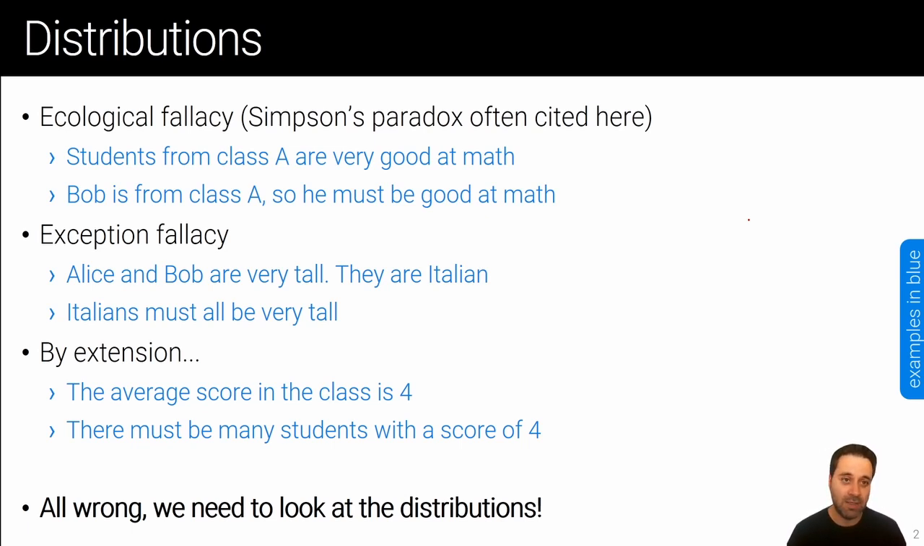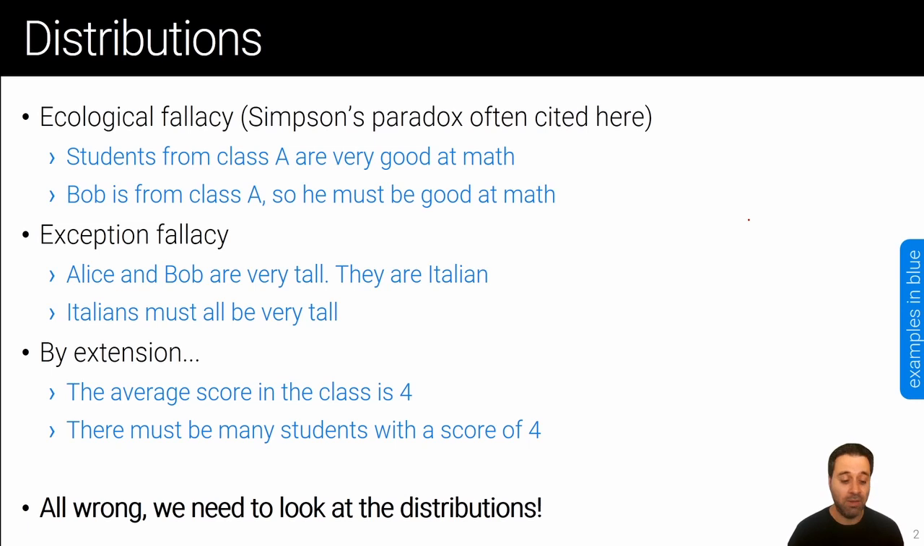We also have the exception fallacy, which says something like, hey, if Alice and Bob are very tall and they're Italian, then all Italians must be very tall. Well, not necessarily, right? The fact that two members of this population are very tall doesn't mean that all the members of the population are very tall. And by extension, we might encounter something like, if the average score in a class is 4, then there must be many students with a score of 4. Well, again, not necessarily. We might even have no student at all with a score of 4. So everything depends on how these variables are distributed across the populations. Everything is about the distributions.